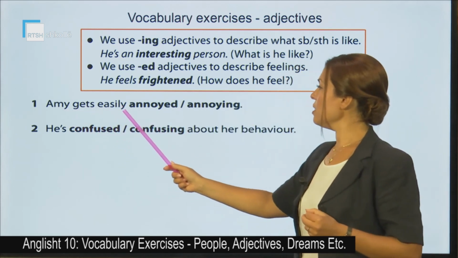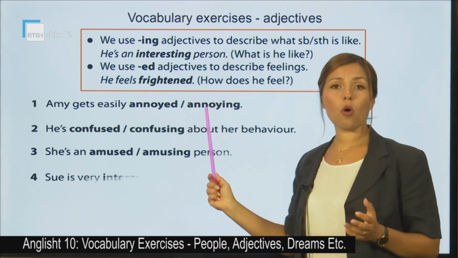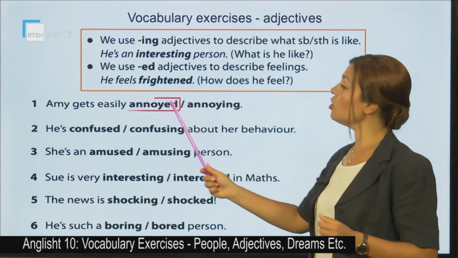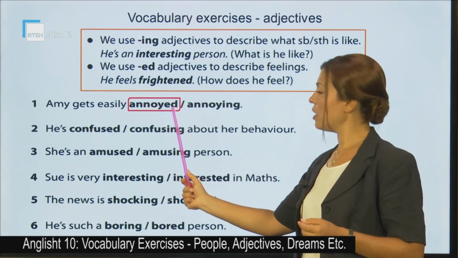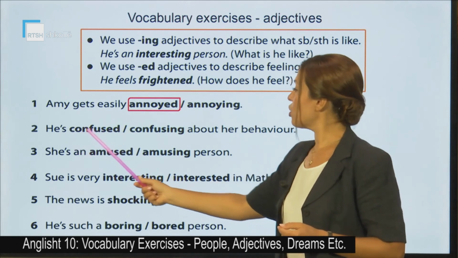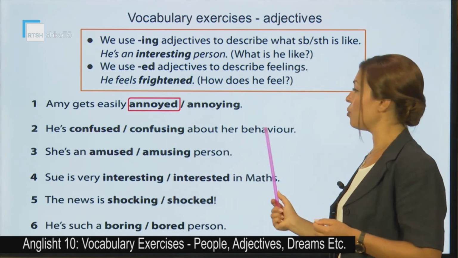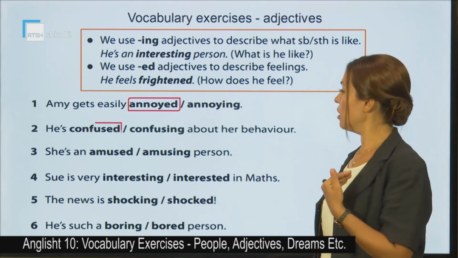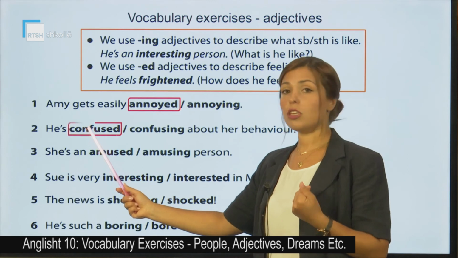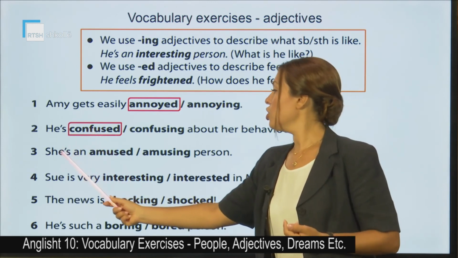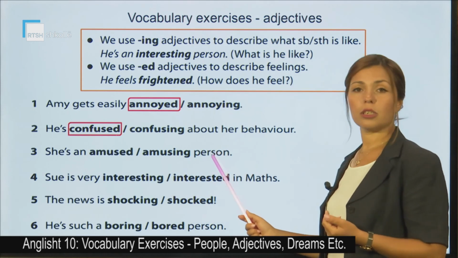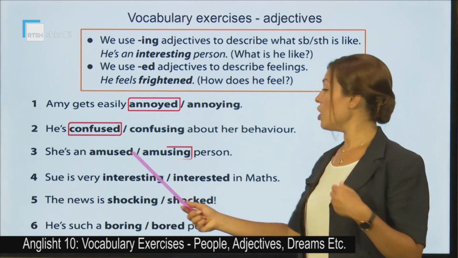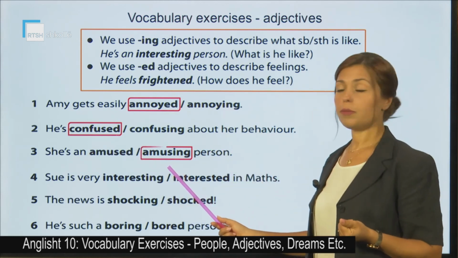Amy gets easily annoyed or annoying. How does she feel? She feels how? Annoyed. That's why it's with an ed. He is confused or he is confusing about her behavior. How does he feel? He feels confused. He is not describing anyone. She is an amused or amusing person. I'm describing her now. So, she is an amusing person.